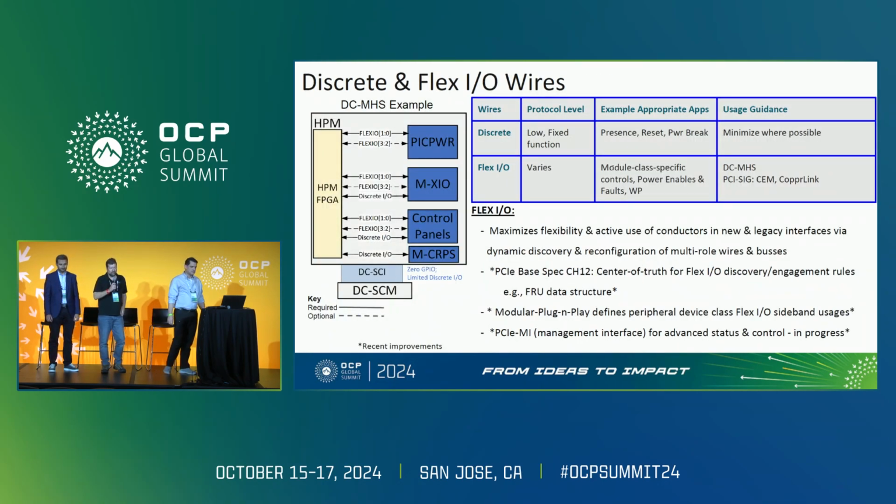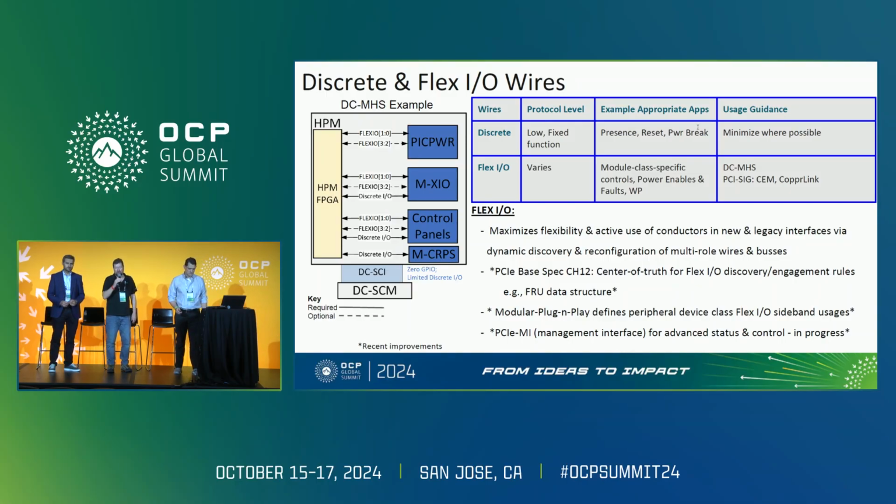All right, thanks, Tim. As Tim mentioned, we wanted to dig a little bit deeper into these different interfaces. If you look at Flex IO and discrete IO, discrete IO has traditionally been low, fixed function, and we really want to minimize the number of discrete IOs, GPIOs as possible, or discrete special purpose signals, and really shift towards Flex IO. If you look at the MXIO, that's where these additional sideband signals are that you can configure and use for whatever you'd like to do.